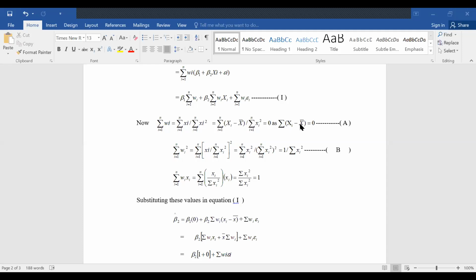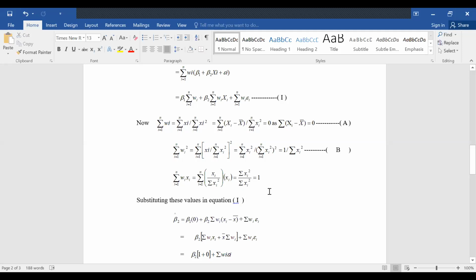Summation w is 0, in equation A. Summation w square is equal to 1 over summation xi square. And in the third case, we have to find out the value of summation wi xi, which equals summation i from 1 to n. Again, what is the value of wi? This is xi divided by summation xi square.